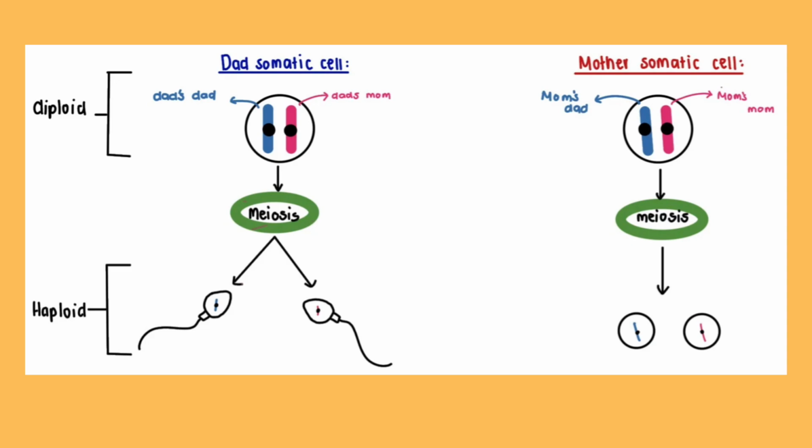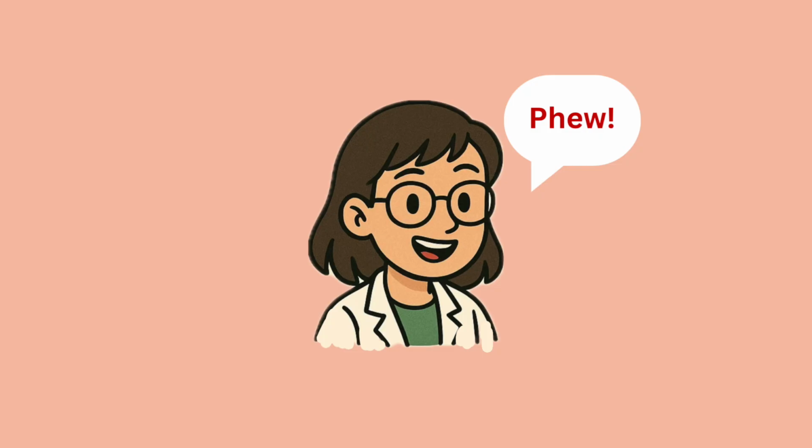Out of the four, randomly two will fuse, forming the baby's cell. If meiosis had not occurred, the baby would have four chromosomes instead of two, which would be a huge issue. Therefore, meiosis happens to maintain the chromosome number within a species. Phew! Now that we have gotten that out of the way, let's begin with the male reproductive system.